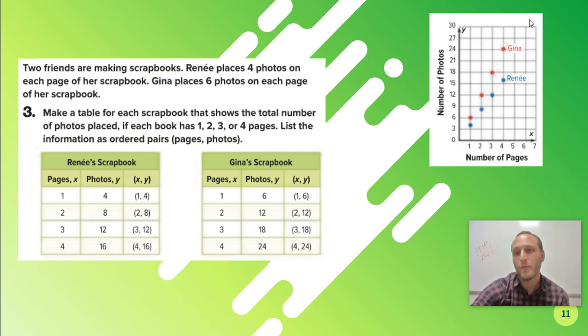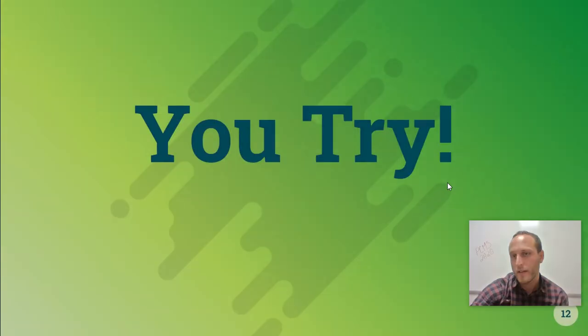And you can see that they both form straight lines, but you can see that Gina's line is a lot steeper. That's because Gina has more photos on her pages. So every single time Gina gets to a new page, she's going to actually have more photos than Renee every time. So her line is going to be a lot steeper than Renee's. And you can easily see here that Gina is producing more photos on her scrapbook. There's our lines. You can see that they go straight, and you can see Gina's being a lot more steep.